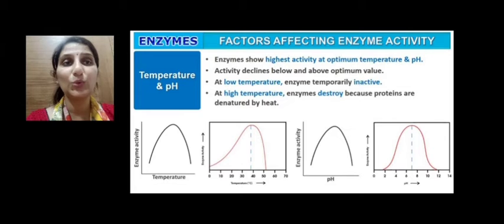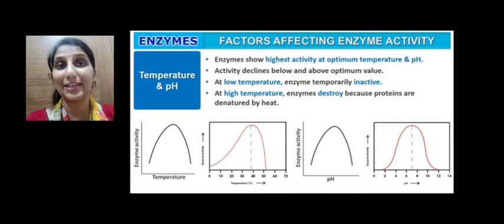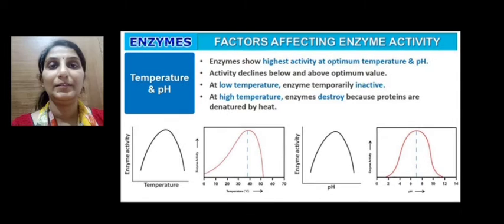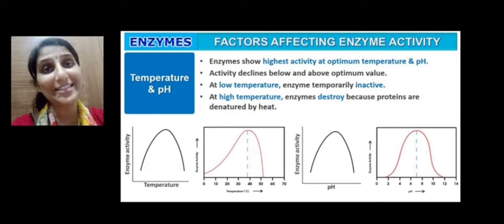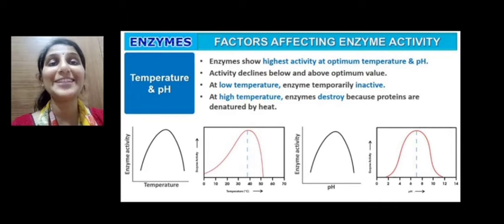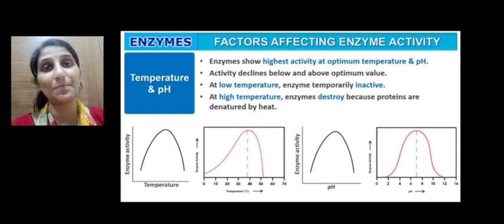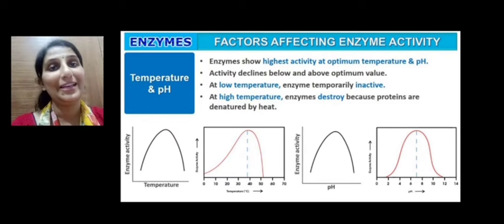The enzymes show highest activity at the optimum temperature and pH. So for the enzyme to be active during a chemical reaction, it requires optimum temperature and pH. Activity declines below and above the optimum value. At low temperature, the enzyme becomes inactive, and at higher temperature, the enzyme becomes denatured. We know enzymes are proteins in nature, so they become denatured at higher temperature. So optimum temperature and pH is very much necessary for an enzyme to be functional.